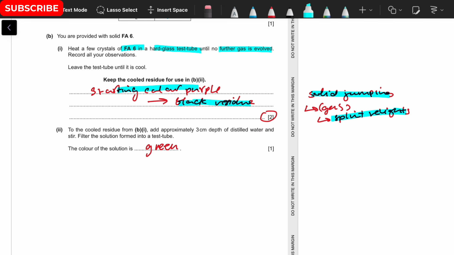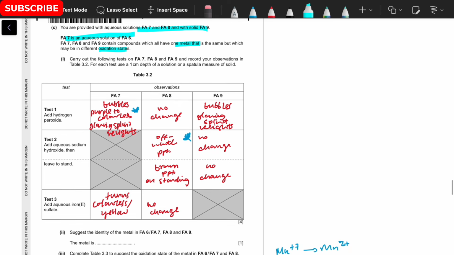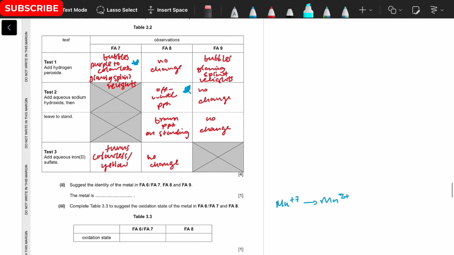Right, then here it says the residue is cooled. It asks us to add approximately 3 centimeters of water to it, filter the solution, and then tell us what the color is, and it turns out to be green. Okay, then it gives us 3 solutions. Fa7 is an aqueous solution of Fa6. All these solutions are compounds of one metal that has different oxidation states, meaning it's going to be a transition metal. Carry out the following tests and provide your observations.